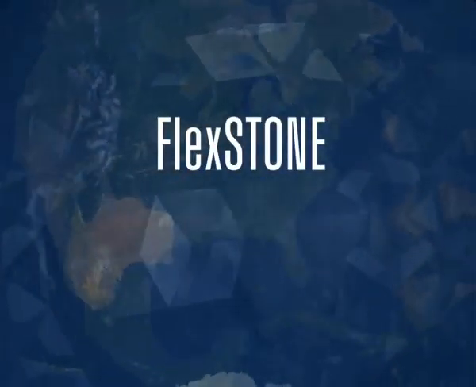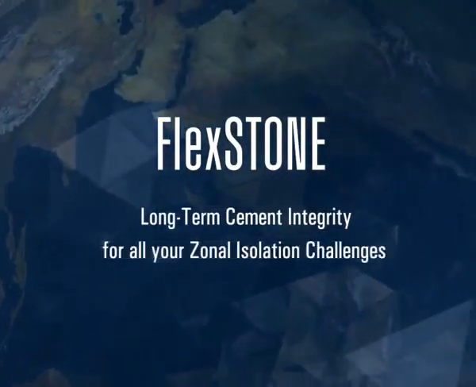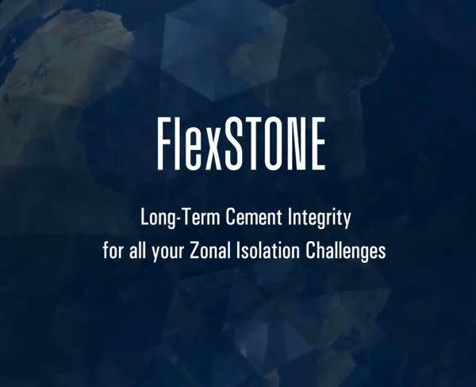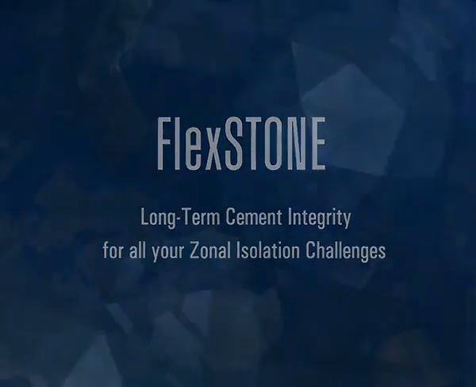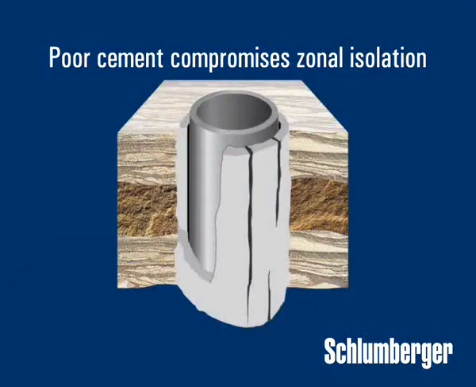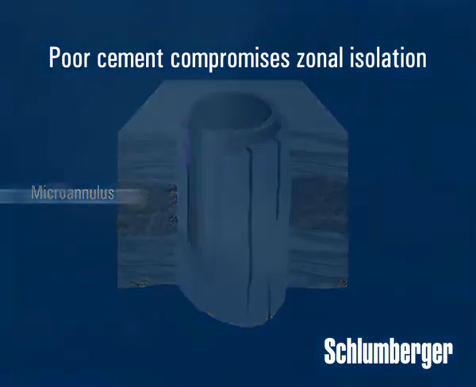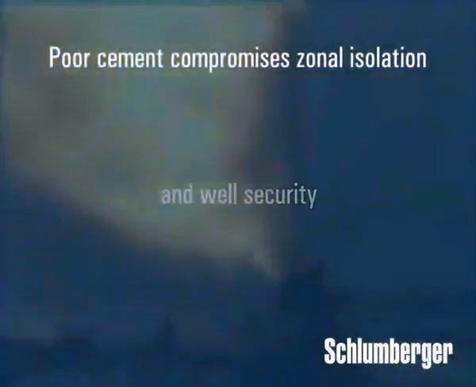FlexSTONE flexible cement systems for long-term cement integrity for all of your zonal isolation challenges. Poor cement compromises zonal isolation in a number of different ways. These include incomplete cement coverage from poorly placed cement, a cracked cement sheath because of high wellbore stress levels, and a microannulus because of a pressure drawdown, which could lead to a well security incident.